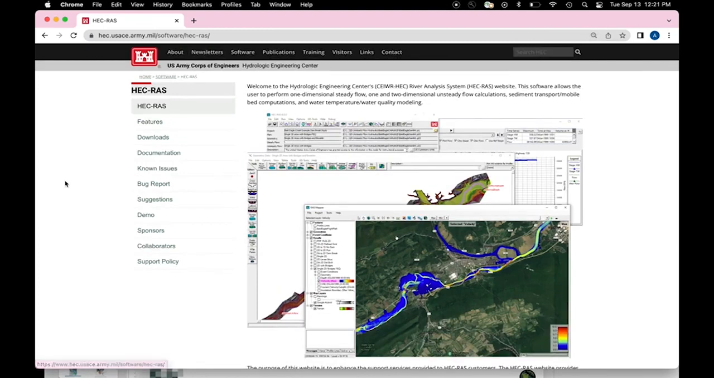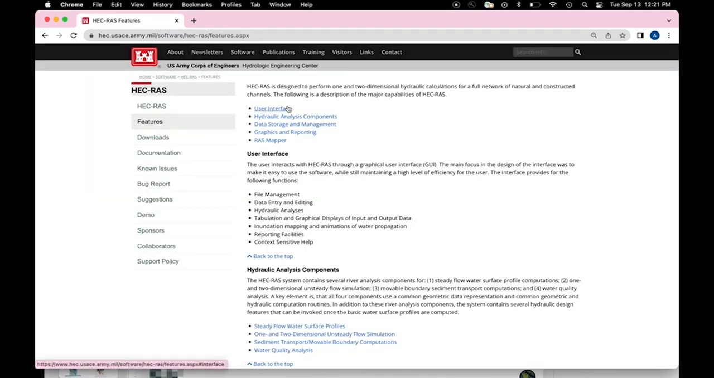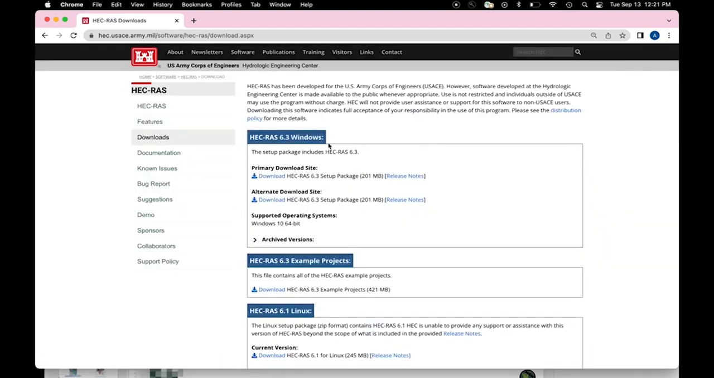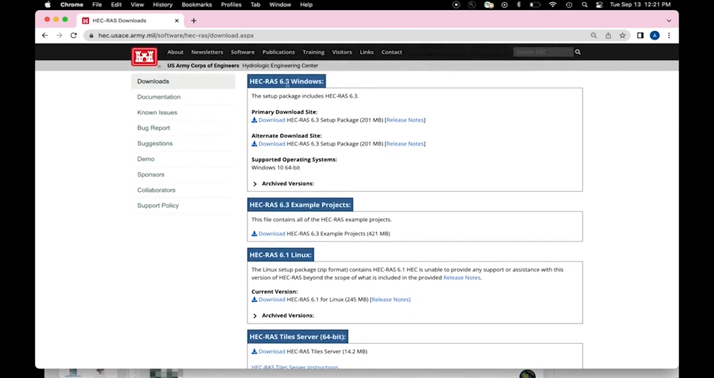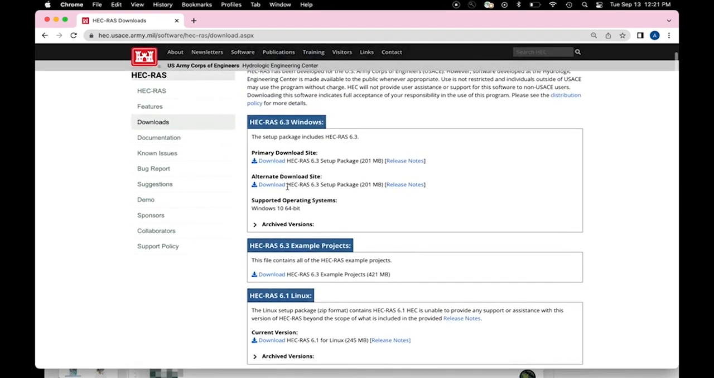This is the Army Corps of Engineers website for HECRAS, and it has different features available here. So hydraulic analysis, data storage and management, graphics and reporting. You can download this model for Windows and for Linux. The latest version is 6.1, I believe, and 6.3 for Windows. So you can use this website to download and install HECRAS on your own computer and run it. There are demos and documentation available.